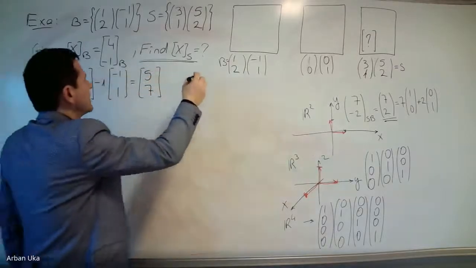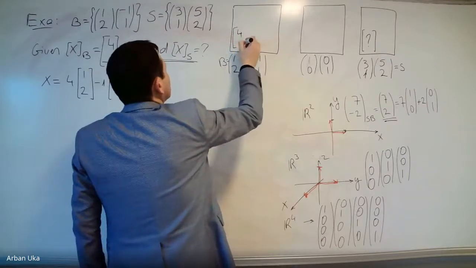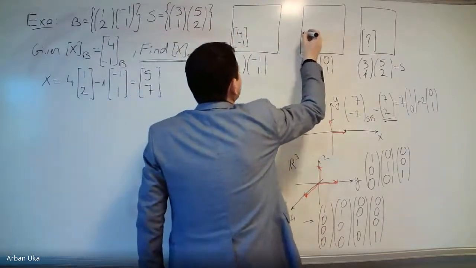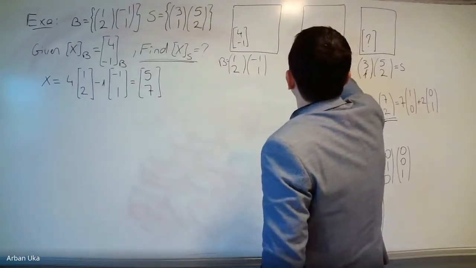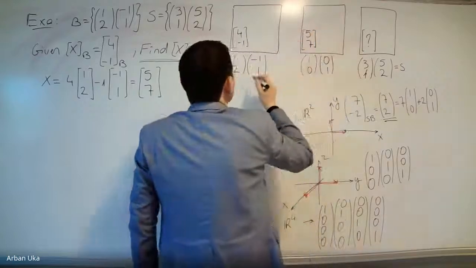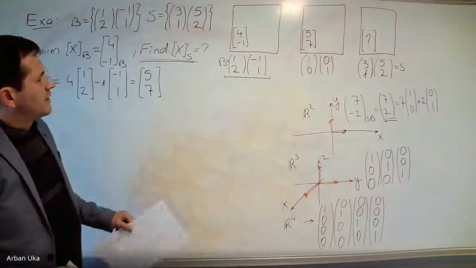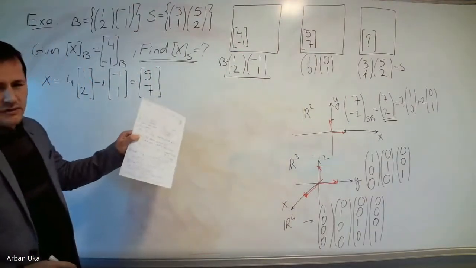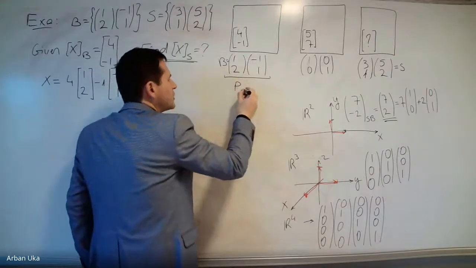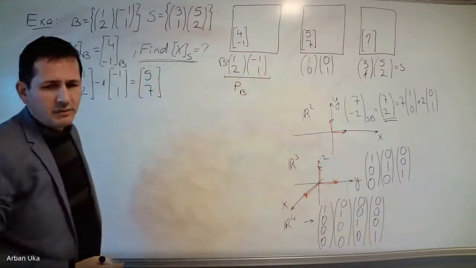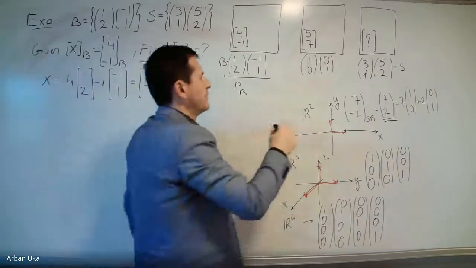Okay, so this vector here, which is 4 minus 1 in the standard basis, is equal to 5, 7. That is correct. And for any basis, if we look at the vectors that construct the basis, we can make a matrix, which we are going to call PB, the transition matrix of the basis B.